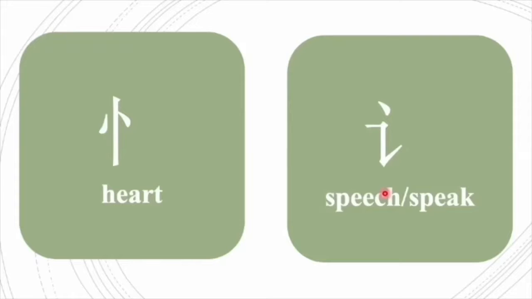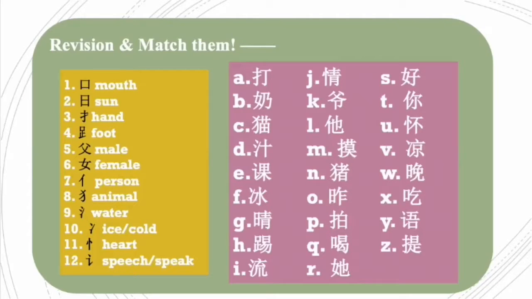Do you remember how many radicals we will learn together so far? The answer is 12. So today's task is not an easy one. Here you can see all the 12 radicals we've learned. You need to match the characters with their radical. Good luck!